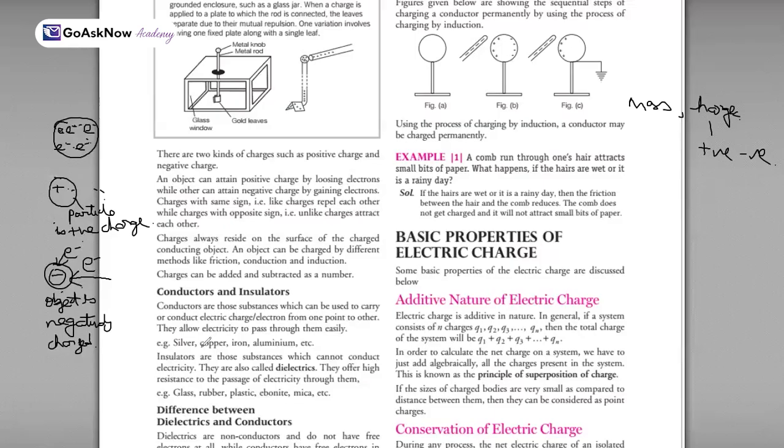Depending upon the charges and their configuration, materials can be classified basically into two types: conductors and insulators. There are semiconductors also, but we will see that in another portion. We will first see what conductors and insulators are. Conductors are those substances which can be used to carry or conduct electric charge, electrons, from one point to another. They allow electricity to pass through them.